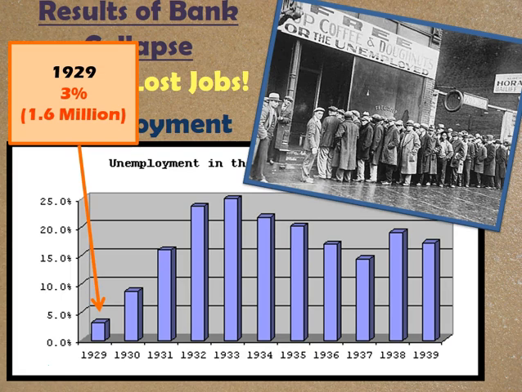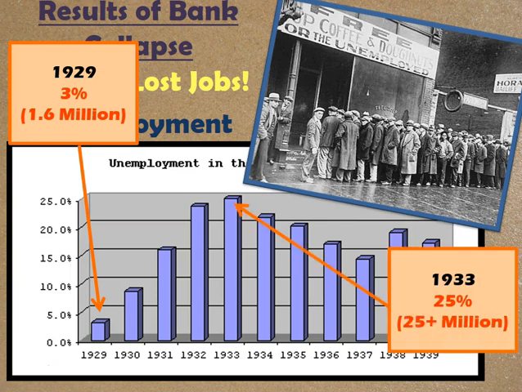And so the record high unemployment rate went from not too much in 1929, 1.6 million or 3%, which is considered normal, to over 25%, over 25 million people without a job in 1933. And so that is a number you will need to know. 25% of the public was unemployed in 1933.